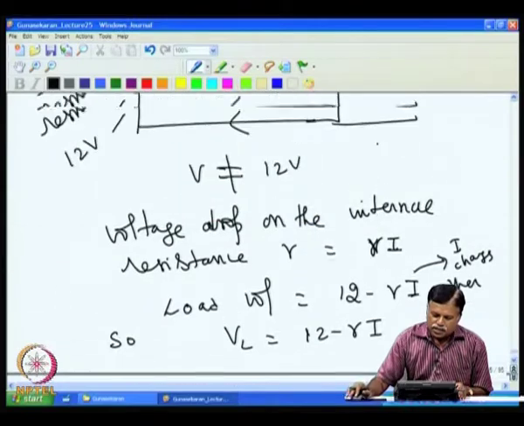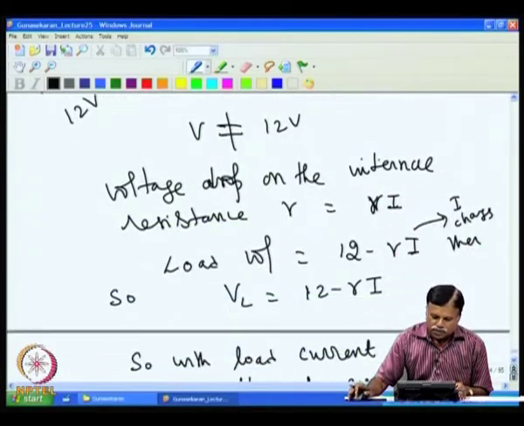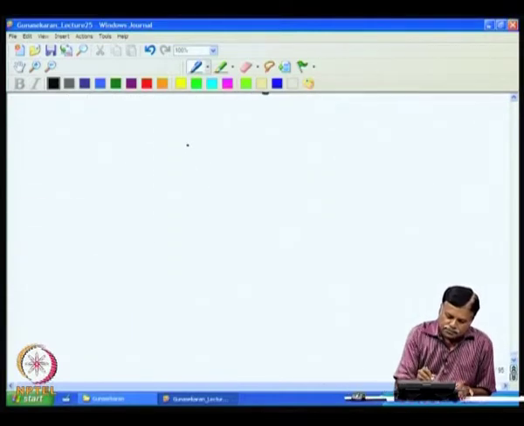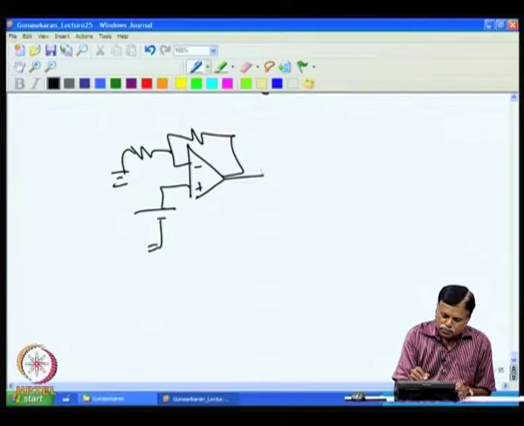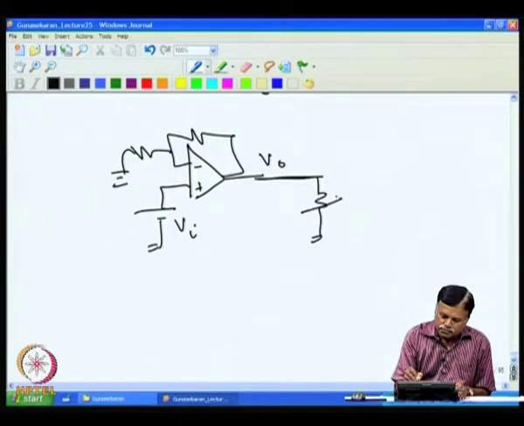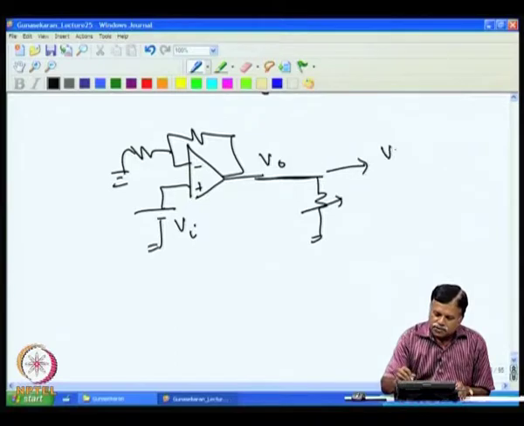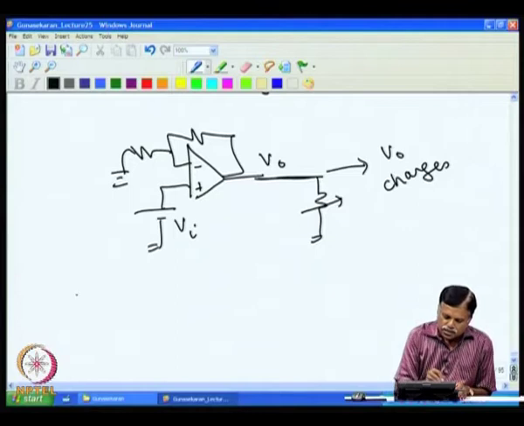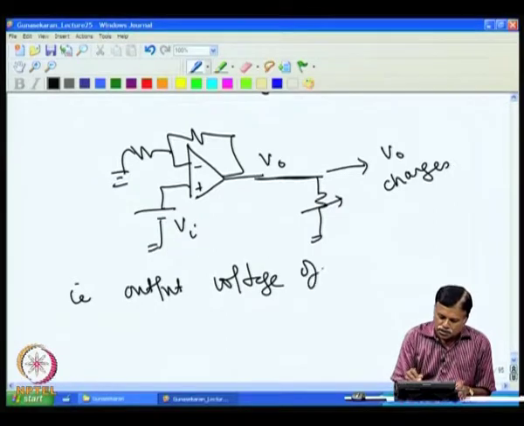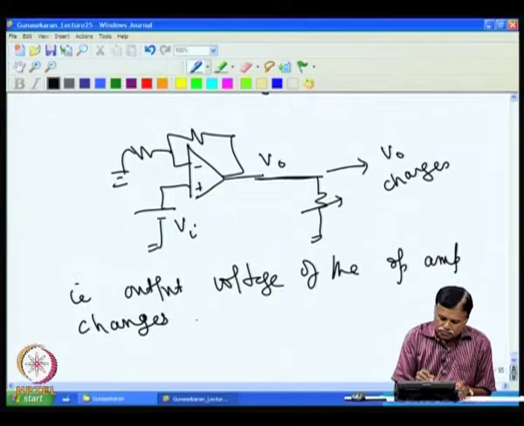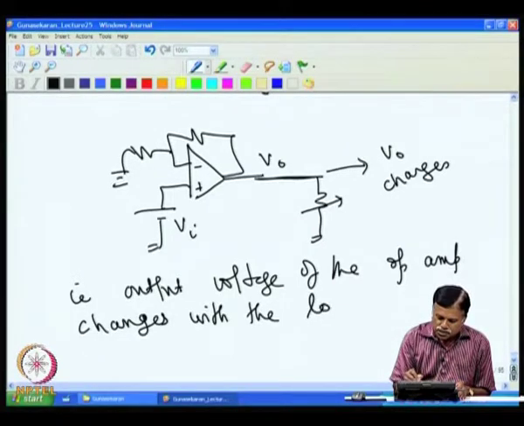Now, this is true for any source, not only for the battery. For example, if I take an operational amplifier, with some input voltage Vi, I get the output voltage V0 here. If I change the load here, this output voltage V0 changes. That is, the output voltage of the op amp changes with the load resistance.